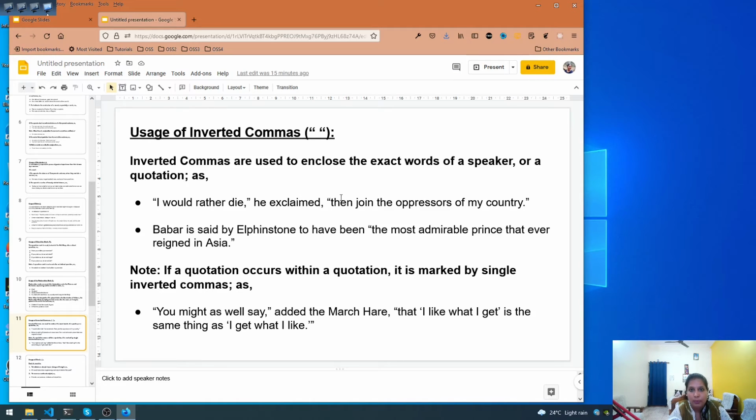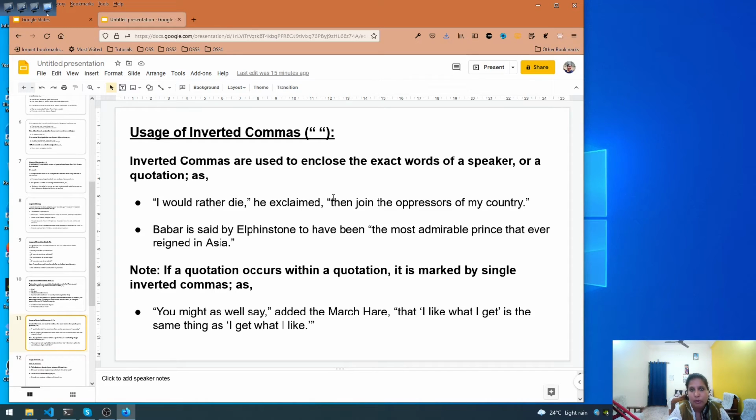If you say that ma'am is telling us to use inverted commas when we are using quotation marks, in that case you can use quotation marks. Ma'am is telling we should use quotation marks, inverted commas, when we are writing a quotation. If you are using the direct words of mine, in that case you have to use inverted commas.